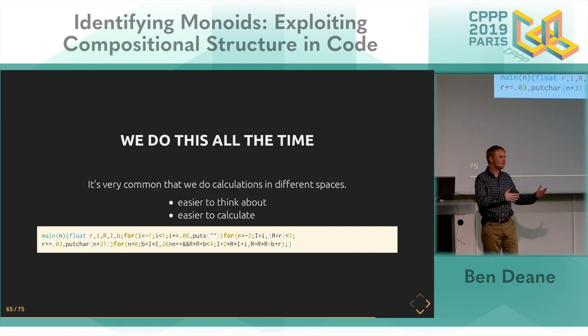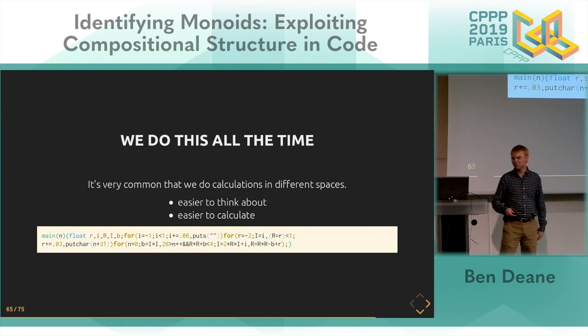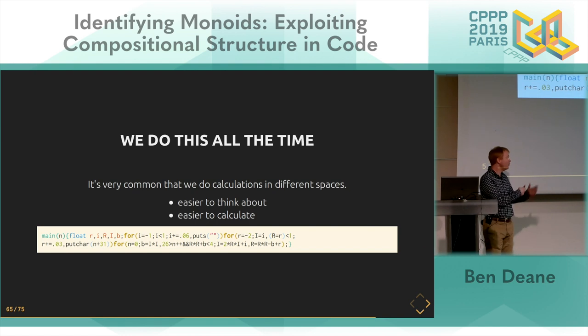But we don't do an inverse cosine, because that would be silly. We just hard code the cosine of 45 degrees or whatever. So we're doing that calculation in a different space. And it's the same story when we think about logarithms, or Fourier transformations, Laplace transformations. These are all common monoid homomorphisms, or transformations from one space to another.